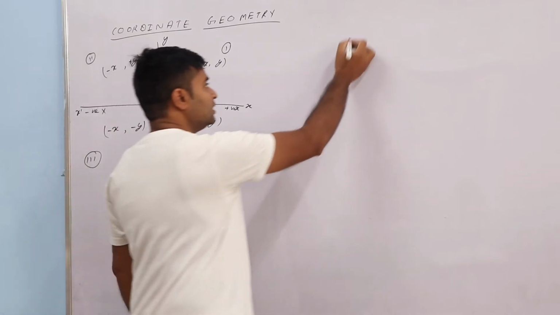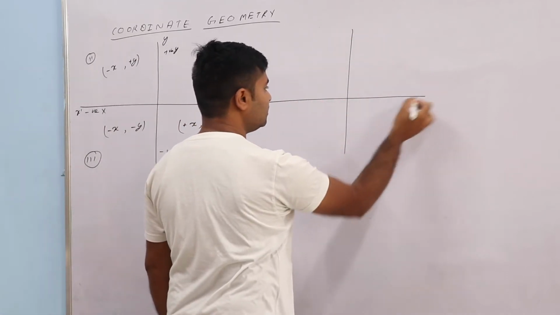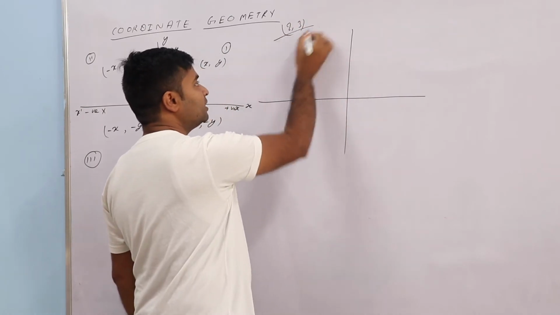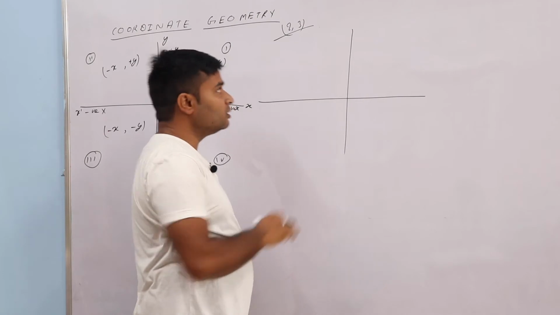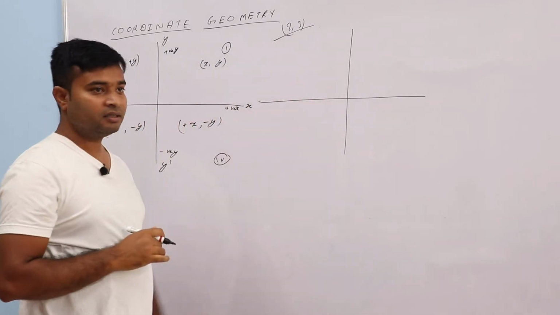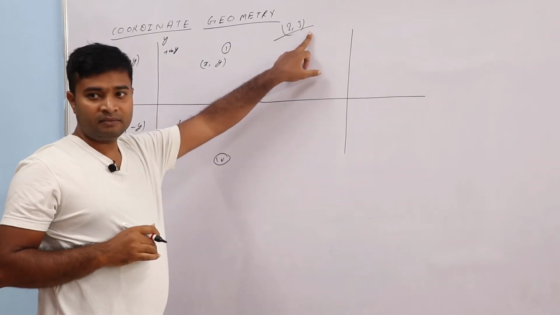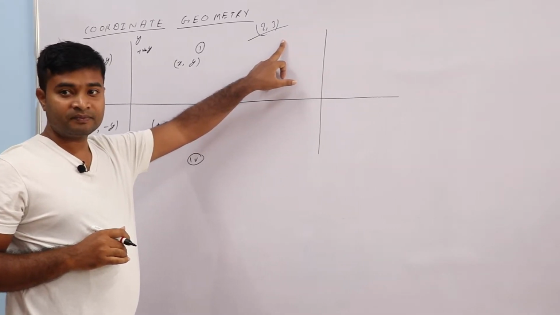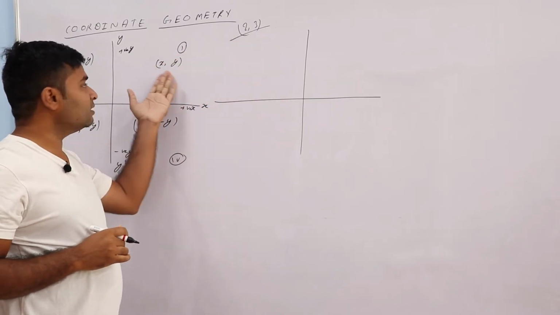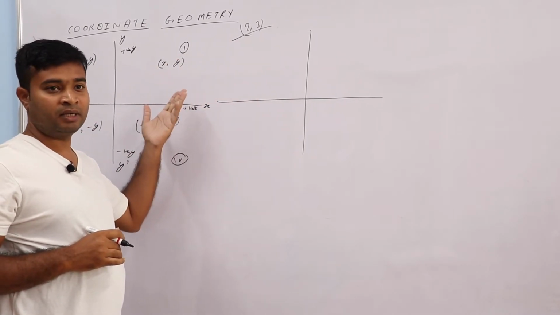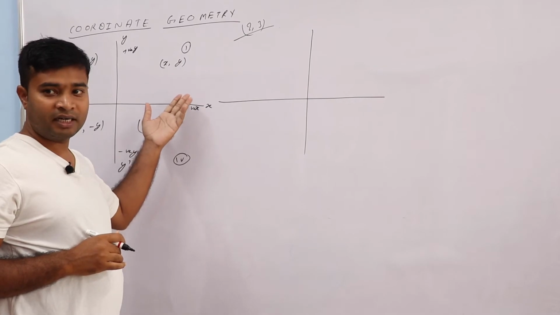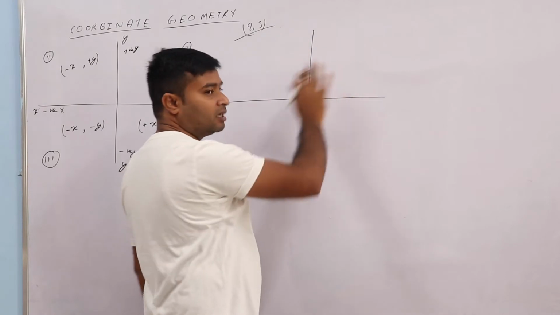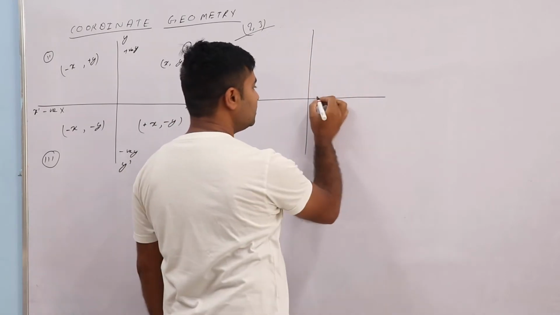Next thing, say to represent 2 comma 3. So 2 comma 3 means which quadrant? First, this is the value of x, this is the value of y. Which quadrant will it come in? First quadrant. So in this quadrant we get to know that 2 comma 3 will come. Correct.